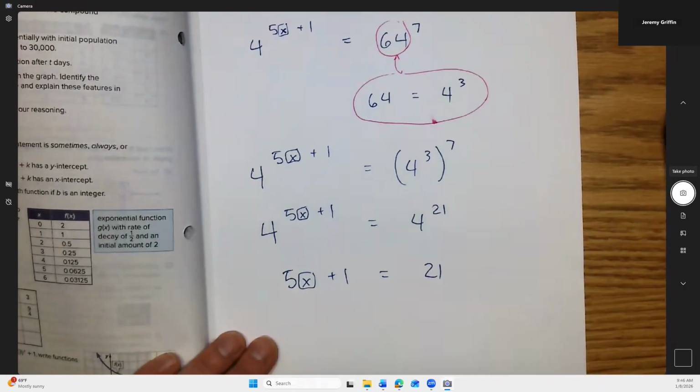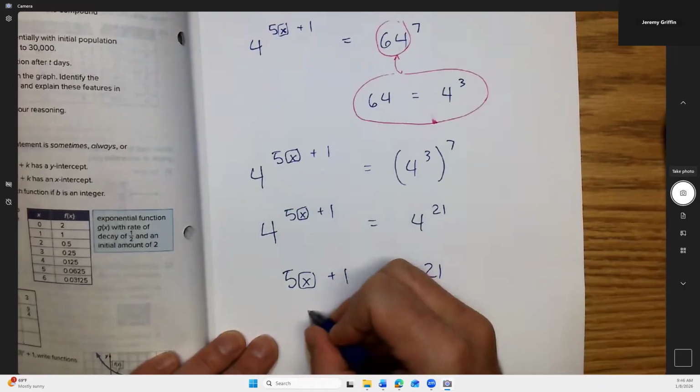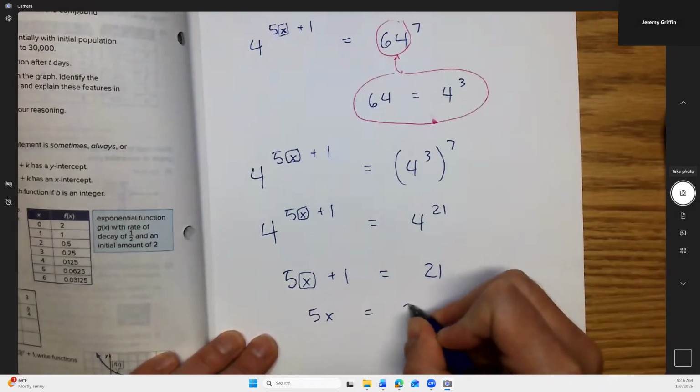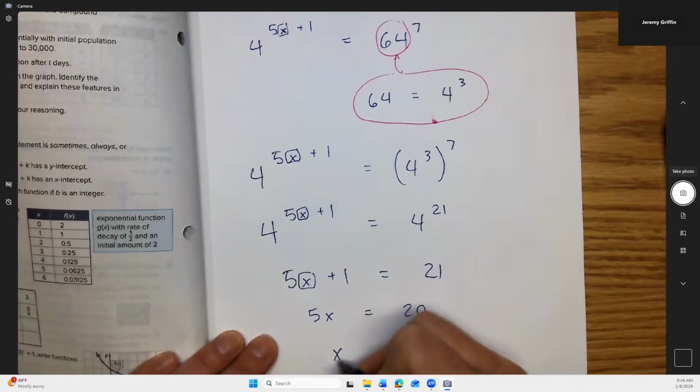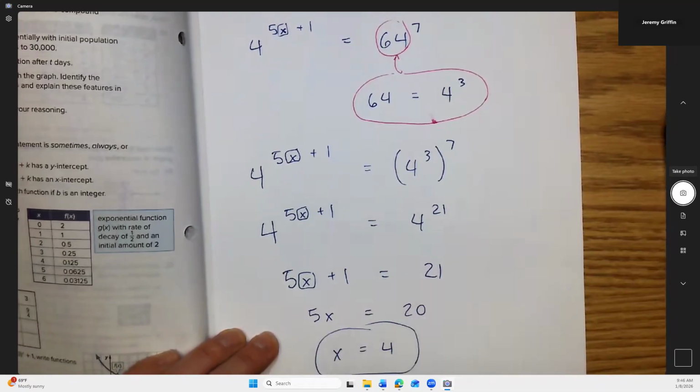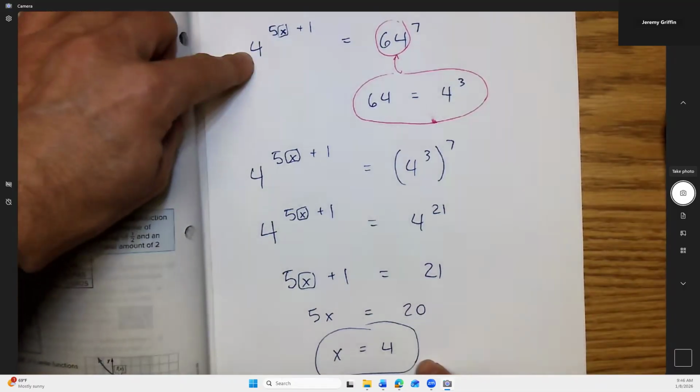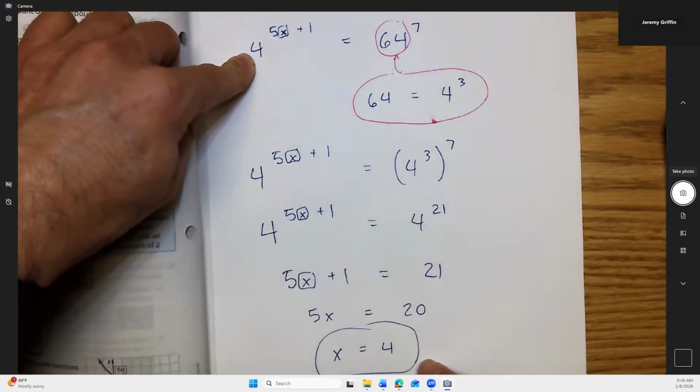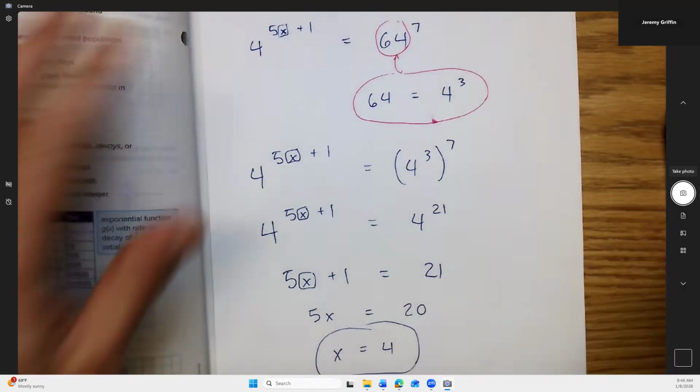All right, algebra rules: subtract 1 from both sides. 5x equals 20. Divide both sides by 5. x is equal to 4. Now, guys, could you take the answer and plug it back into the original statement, see if it makes a true statement? Yeah, you could totally do that, and it would work.